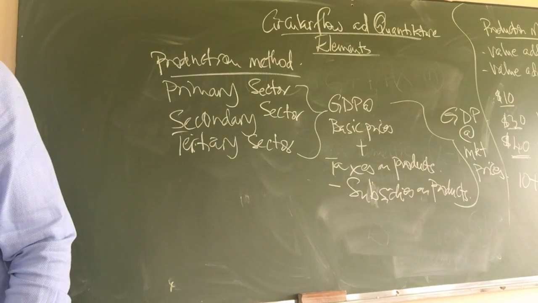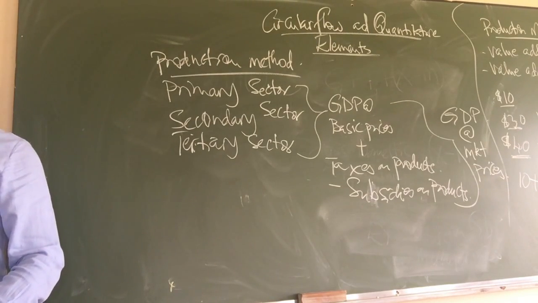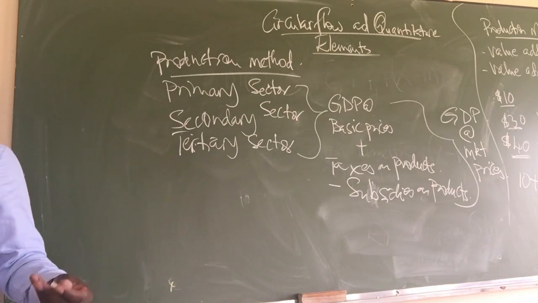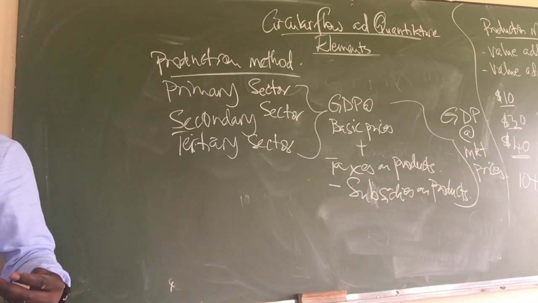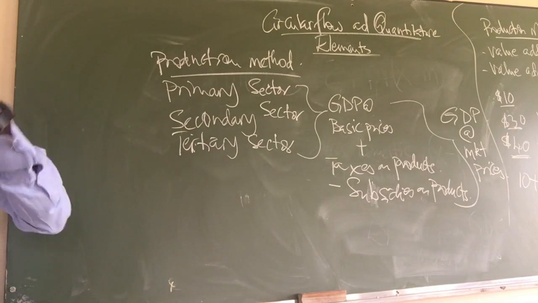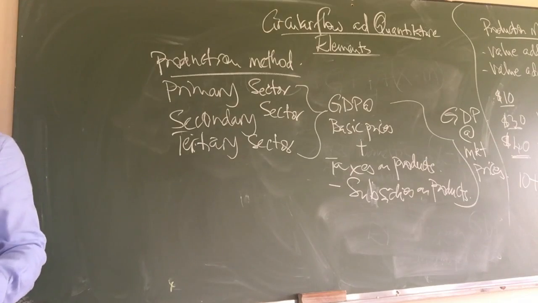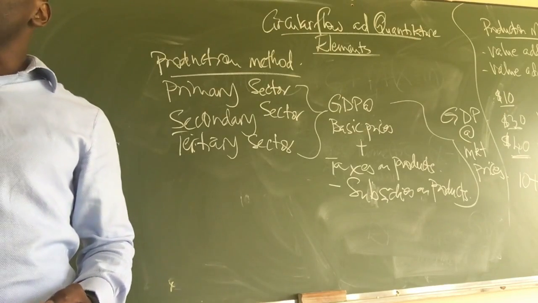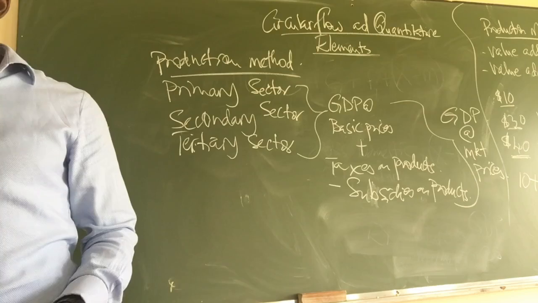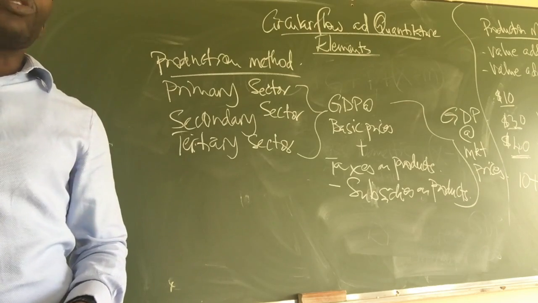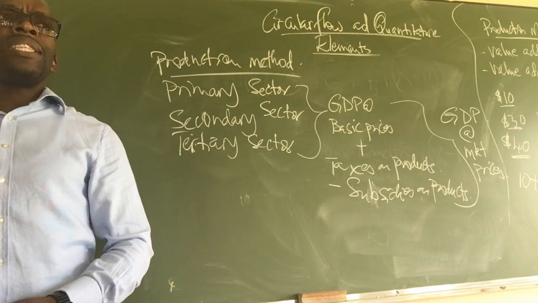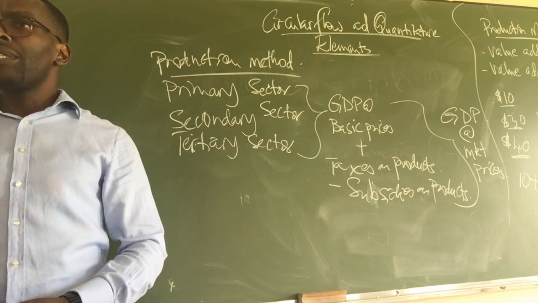And then we have the income method. Now, with our income method, I'm not going to look at the income method in detail now, but I will just try to introduce it so that you understand. Our income method, dear learners, looks at the amount of money that was received by owners of factors of production in the economy. In other words, this is the total income that they've received.